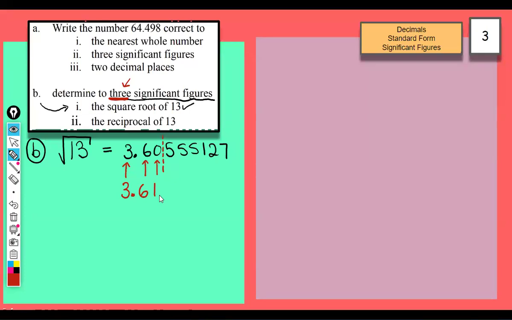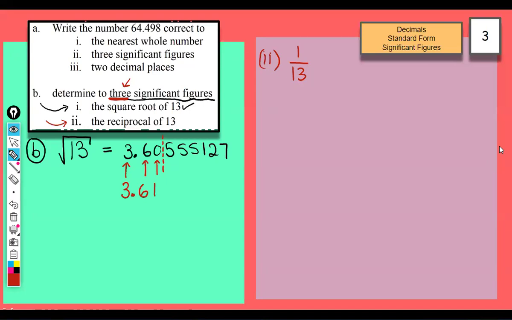Now, the next part. The reciprocal of 13. A lot of people didn't know what the reciprocal is. Reciprocal just means throw the number underneath a 1. That's all it means. So the reciprocal of 13 is 1 over 13. If they give you a whole number, throw it underneath a 1. When you take 1 and divide it by 13, you're not going to get a pretty number.